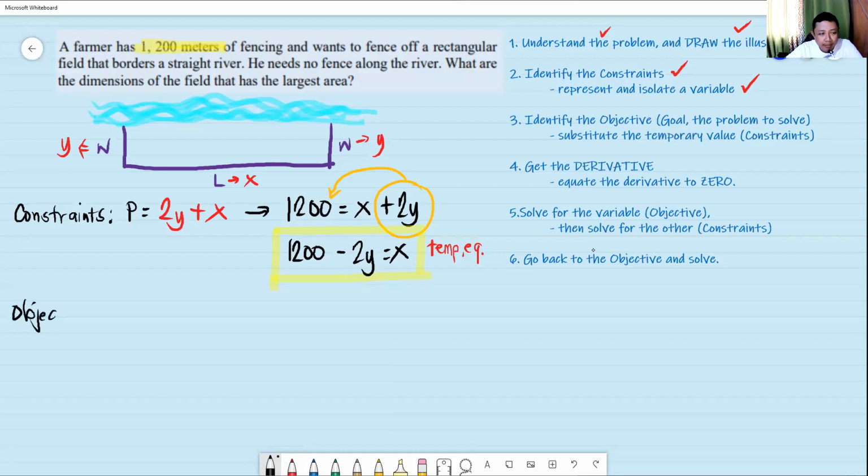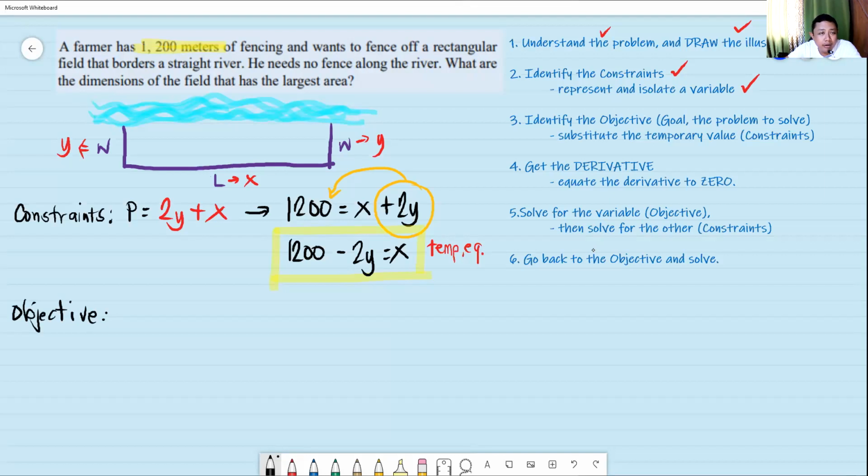Oh, by the way, before we move on to our objectives, kindly show me a reaction if up to that part, until isolating a variable, everything is clear to you. Show me a reaction, please. Let me see. I want to see if you're getting the process. Very good. Okay. Next, objective.